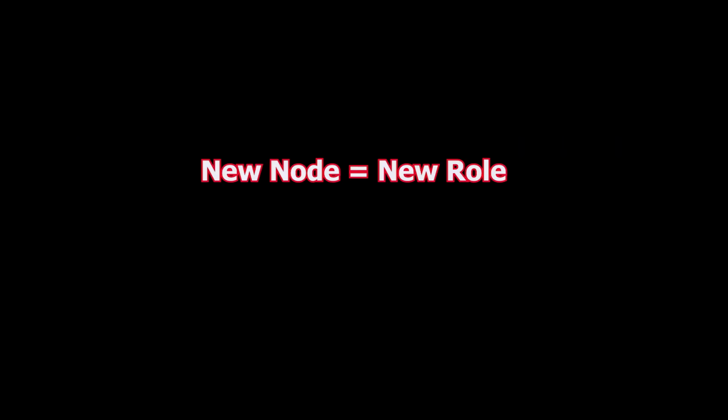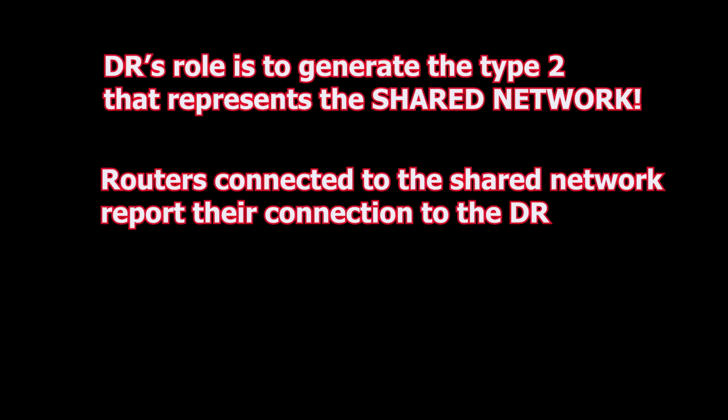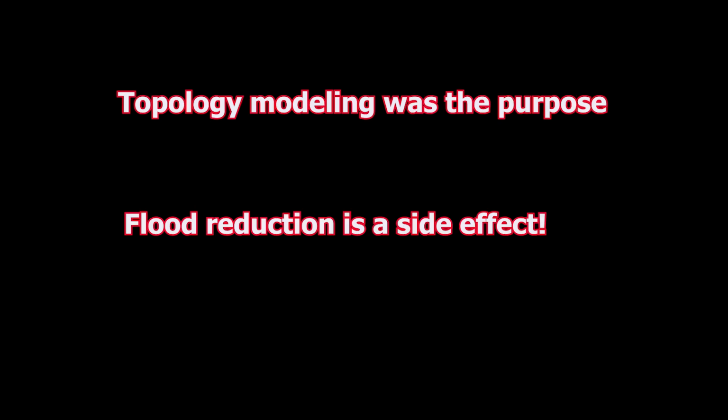The whole truth is that the DR does reduce flooding, but this is a side effect created because OSPF introduced the network node so that SPF could comprehend the topology of shared networks. A new node type created a new role, which was the DR. The DR generates the type 2 for the pseudonode and keeps track of all the routers connected to it. Now that is the truth, the whole truth, and nothing but the truth.